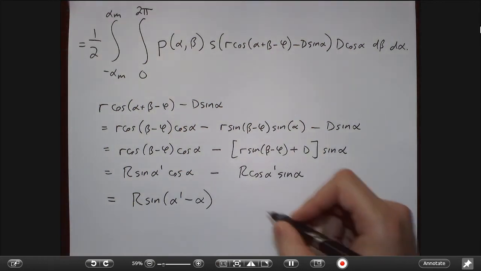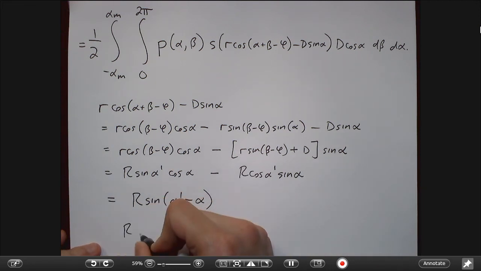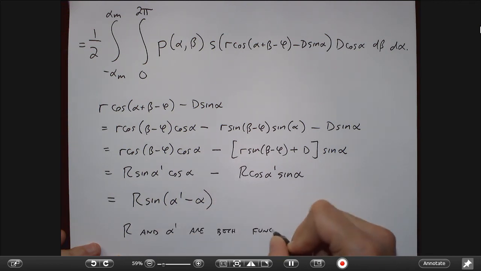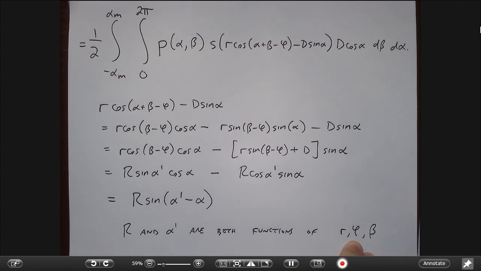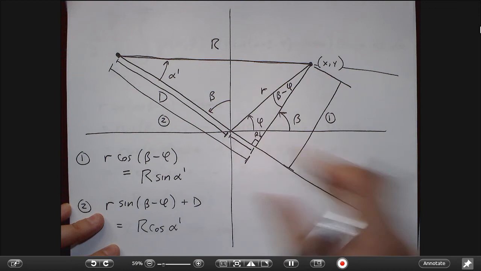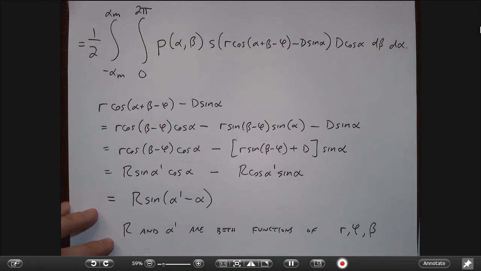Okay, so now I've made my interior integral a lot easier. The thing to observe is that R and alpha are both functions of r comma phi, which is the point in the image I'm trying to reconstruct, as well as beta, which was the particular angle that I was thinking about xy with reference to, right? So as I rotate around different betas, I'm going to get different capital R's and different alpha primes corresponding to the same point.